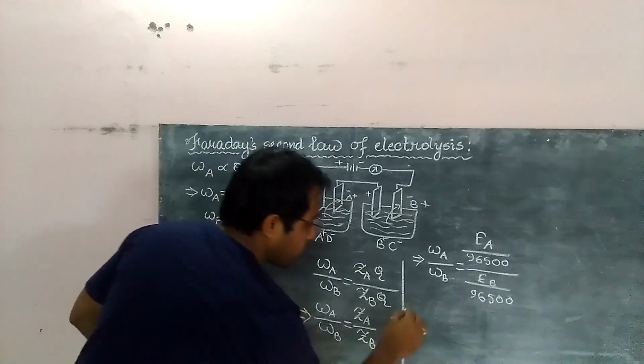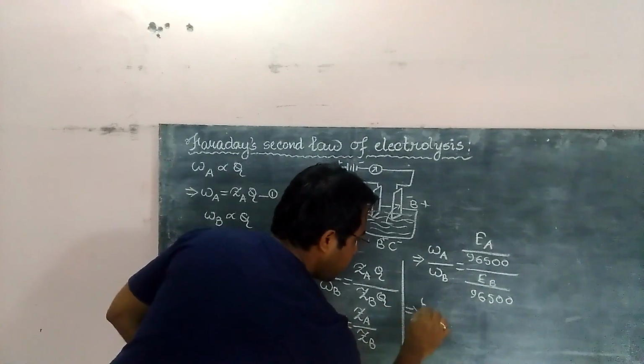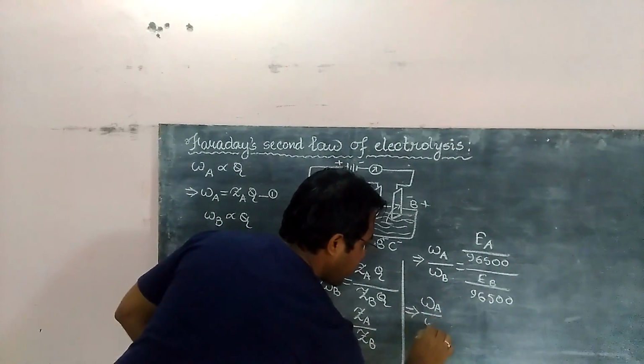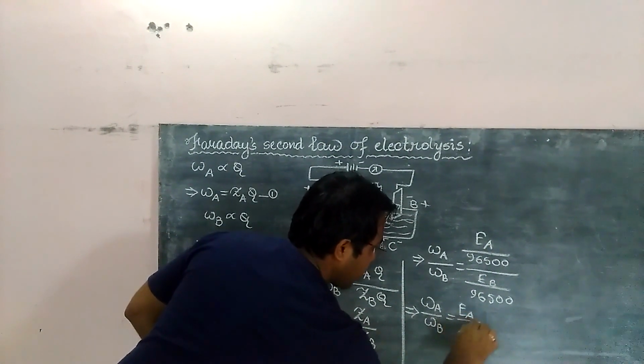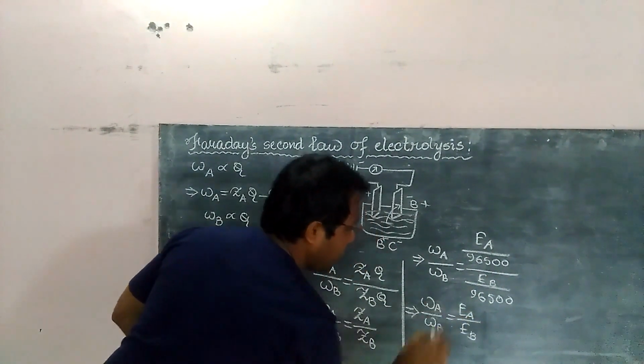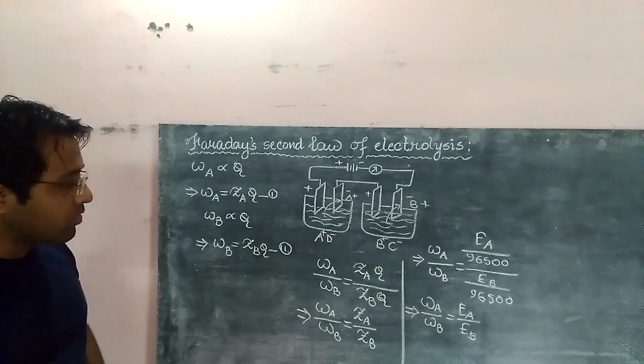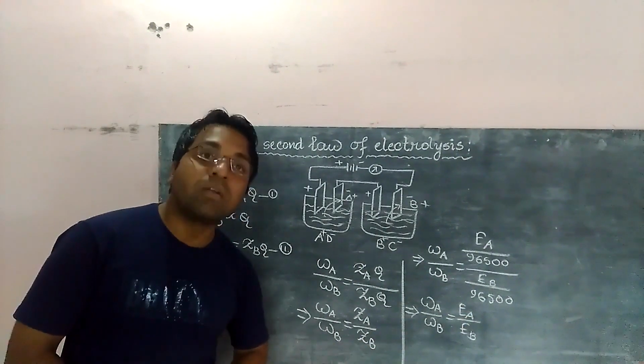So we may also write WA by WB equal to EA by EB. So this is another equation which will definitely help us to solve the numericals.